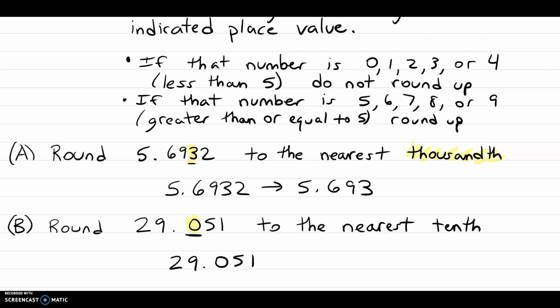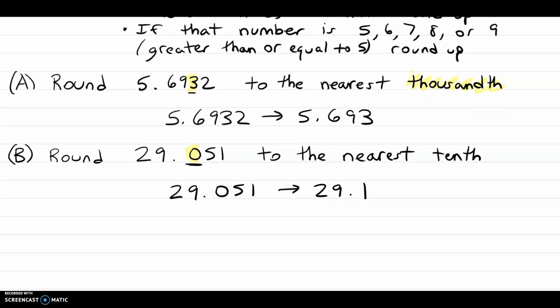So 29 and 51 thousandths is going to round to 29 and 1/10, because the 5 is telling me I have to round the 0 up and increase it by 1. So the next number after 0 is 1. And then you just remove the other numbers after when you're finished rounding. Last example, let's round 199 and 99 hundredths to the nearest whole number.